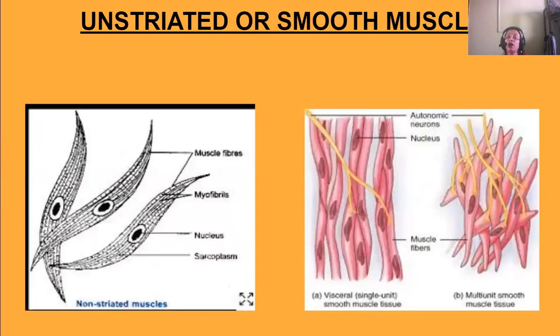Next, we have come to the picture of this unstriated muscle. So these are spindle shaped. See, both sides are pointed with a single nucleus in between. Okay, these are the visceral organs which are covered by this type of smooth muscle. Then muscle fibers are like this. Okay, then the multiple unit smooth muscle tissues look like this.